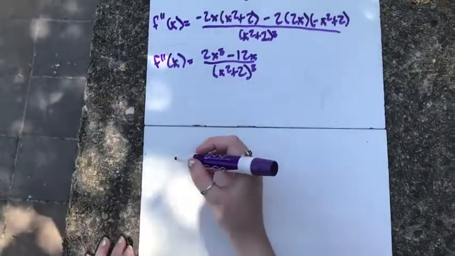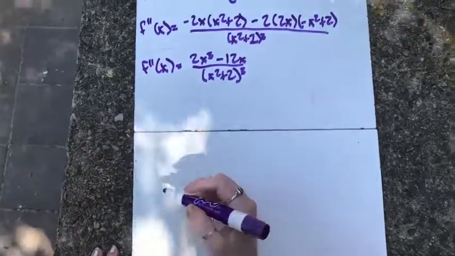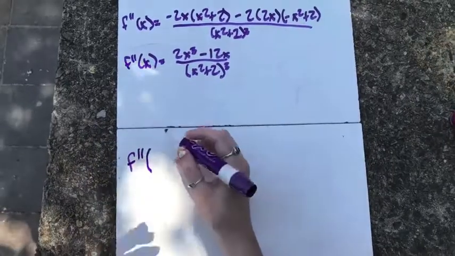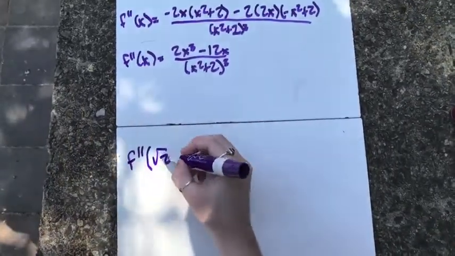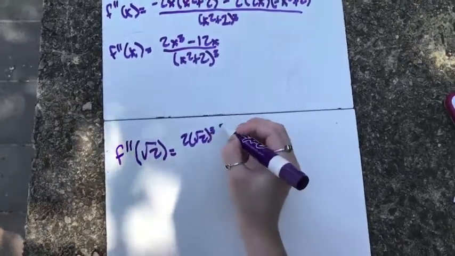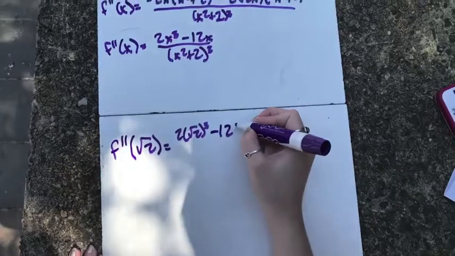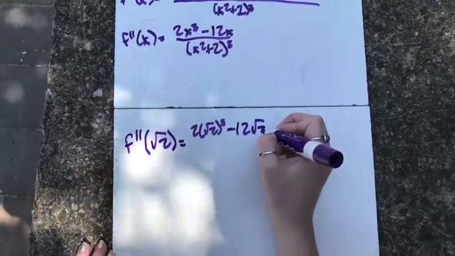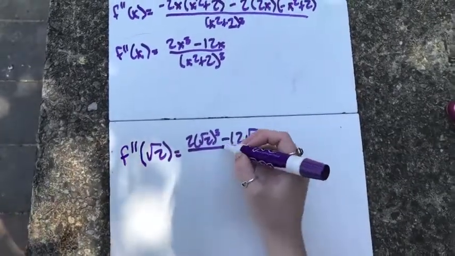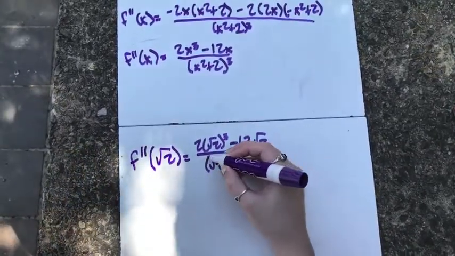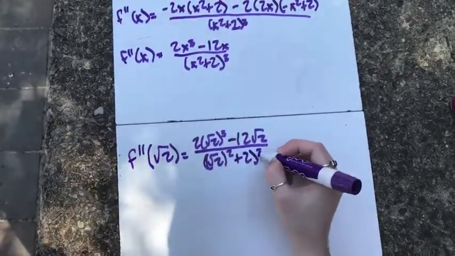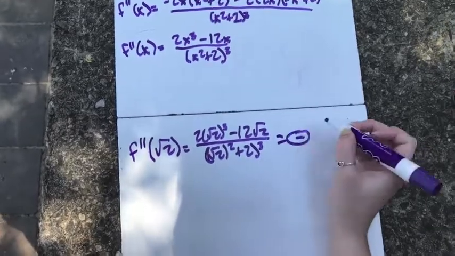So now we need to plug our critical numbers from the first derivative into our second derivative. So f double prime of square root of 2 equals 2 square root of 2 to the 3rd minus 12 square root of 2 all over the square root of 2 squared plus 2 to the 3rd. And this yields a negative number.